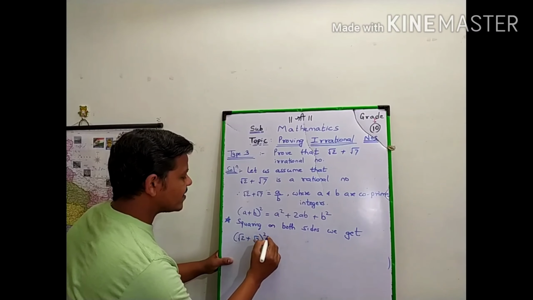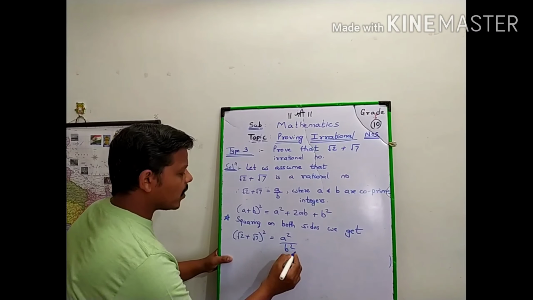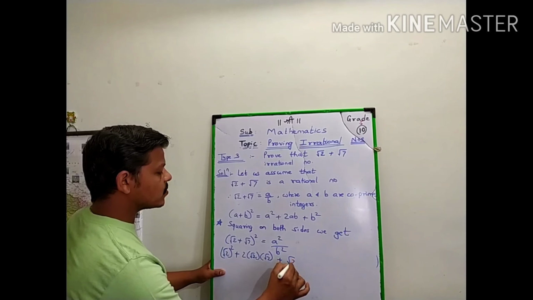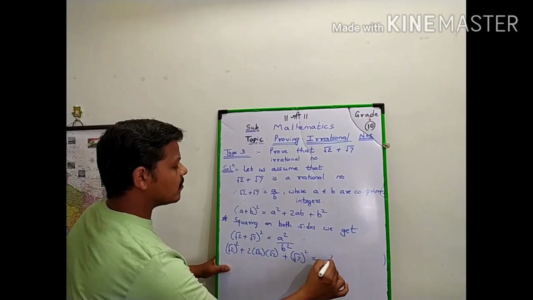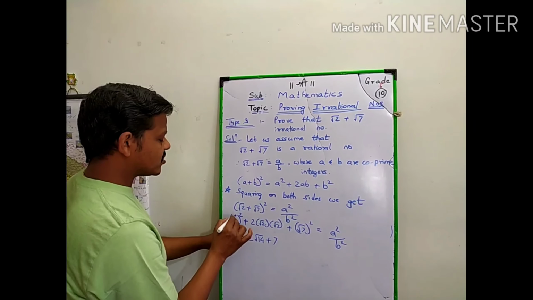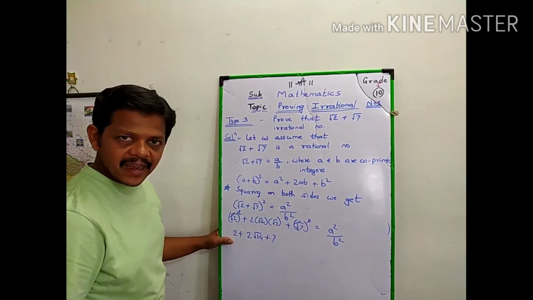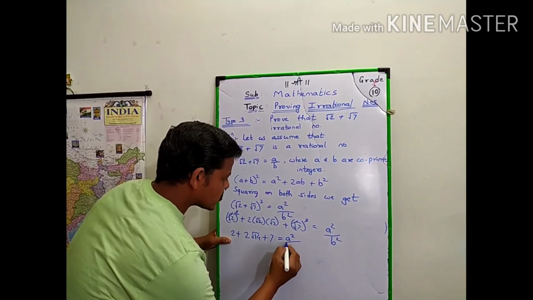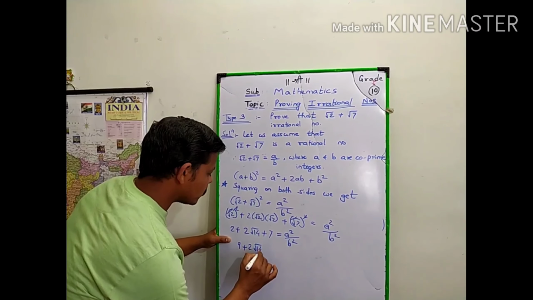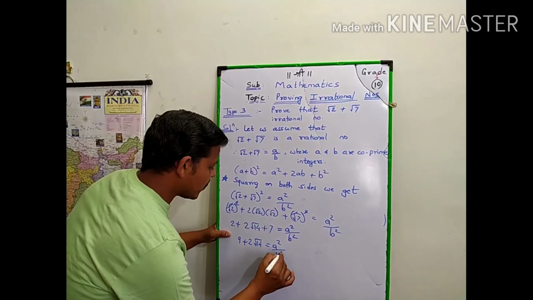Root 2 plus root 7 the whole square is a square upon b square. a square plus 2ab plus b square. So root 2 square, 2 into root 2 into root 7, plus root 7 square is equal to a square upon b square. Root 2 square is 2, plus 2 root 14, plus 7. Square and square root get cancelled. 7 plus 2, 9, plus 2 root 14 is a square upon b square.